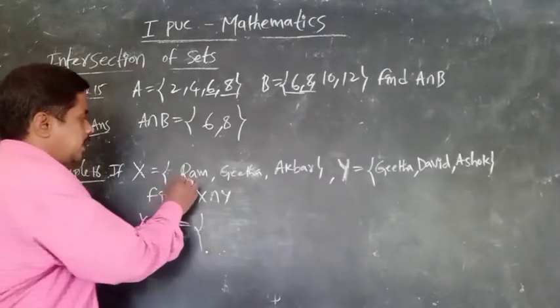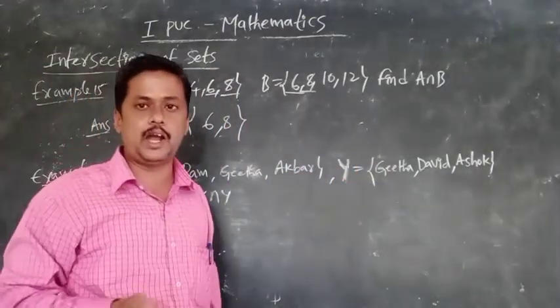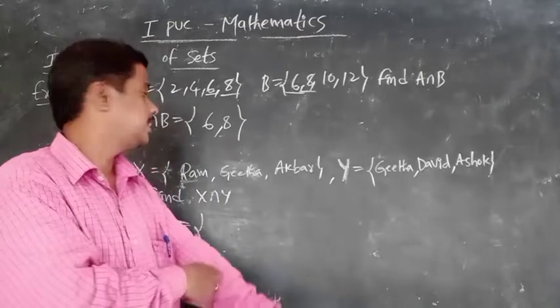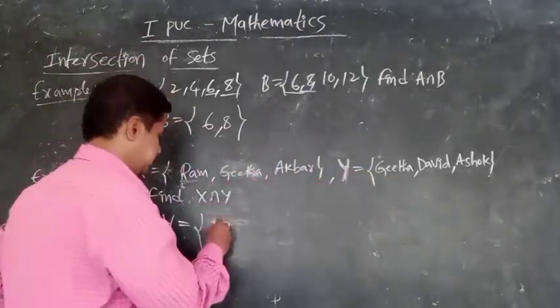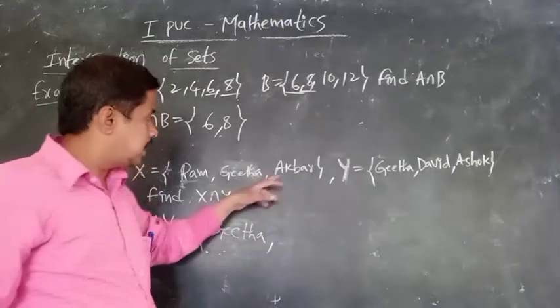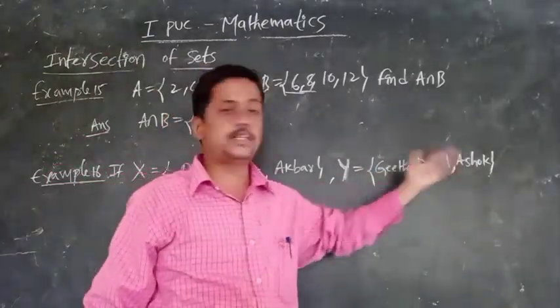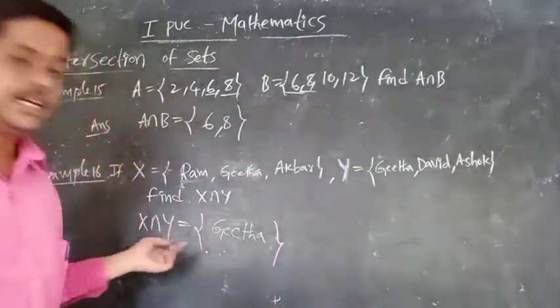Is Ram there? No, not there, so don't write. You have to search for the common element. Geeta is there, see, Geeta. Is Akbar there? No. Ashok is not there. David is not there. So leave them. This is the only answer. So this is x intersection y.